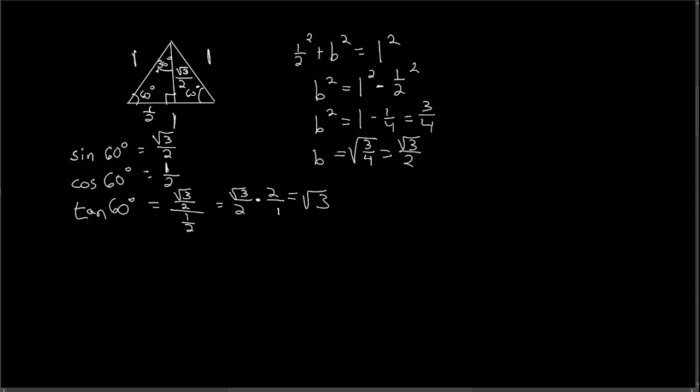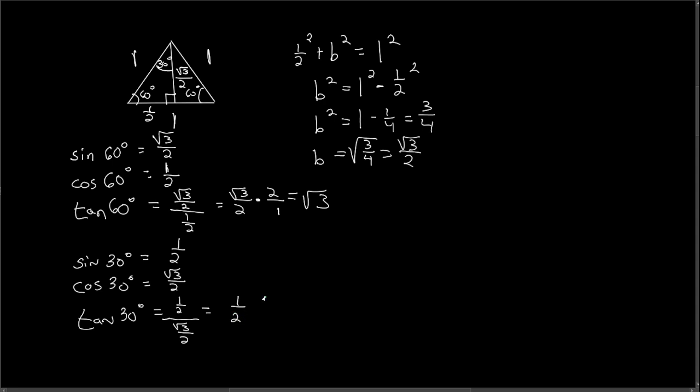We'll now use the 30-degree angle up here. The sine of 30 degrees is opposite over hypotenuse, which equals 1/2. The cosine of 30 degrees is adjacent over hypotenuse, so it's root 3 over 2. And then the tangent of 30 degrees is opposite 1/2 over adjacent root 3 over 2. Again, I'll take this division to be multiplication by the reciprocal. The 2's cancel, and I get 1 over root 3. I'm going to rationalize the denominator here, and so I get root 3 over 3.